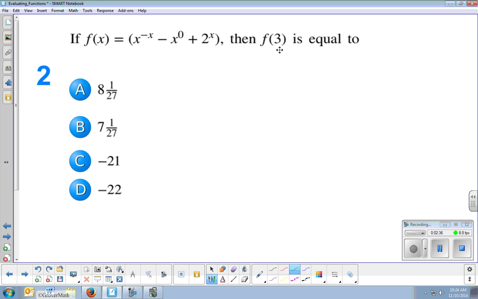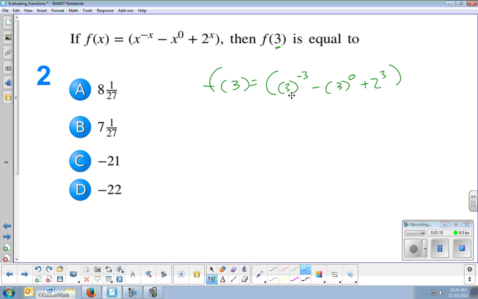All right, how about this one? F of 3. So f of x, what's happening to x? Well, whatever my input is, I'm doing my input raised to an exponent of the negation of my input, minus my input raised to 0, plus 2 raised to the input. So you're plugging 3 in several spots. So f of 3, as we said, is 3 raised to the -3 minus 3 raised to the 0 plus 2 raised to the 3rd.